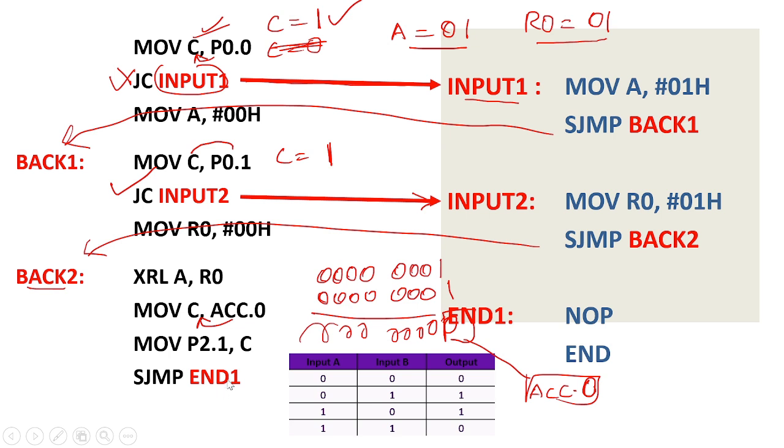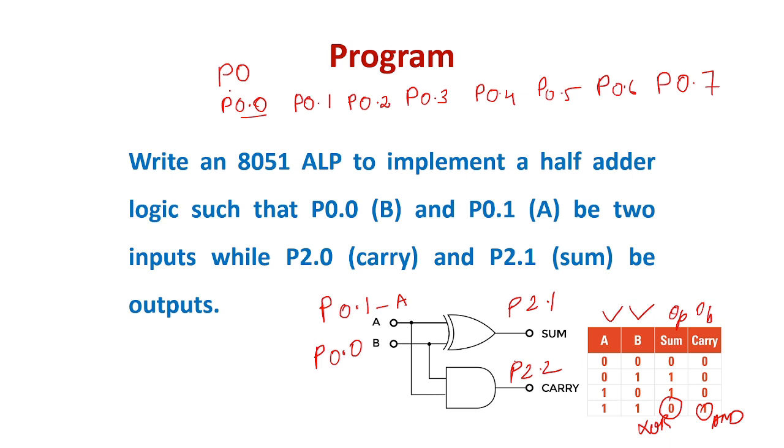So end 1 is a label. Here you end the program, right? Here, no operation and end the program. So this is a way to write the program for a half adder. Similarly you can try for a full adder also. So here the only logic is you are using AND logic and XOR logic, but please remember, for XOR logic there is no bit oriented XOR instruction in 8051. You need to perform it only with the byte oriented instruction. That is one important thing you need to remember in this program. Thank you.